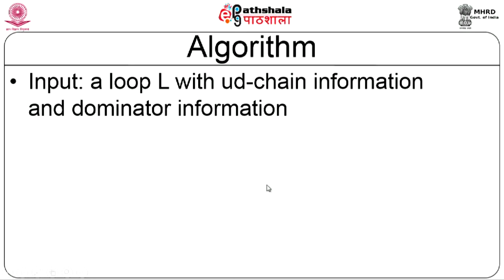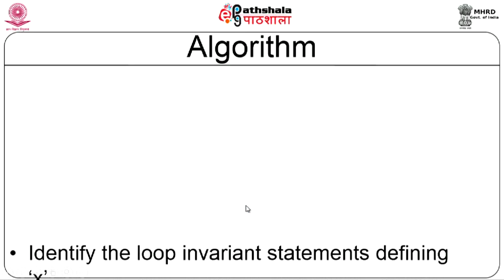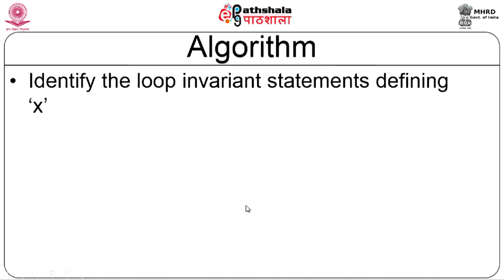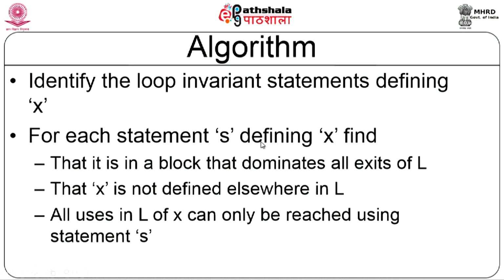So, the algorithm takes a loop L with UD chain information and dominator information, and the output will be a revised loop with a new pre-header and some statements moved to the pre-header. What we do here is identify the loop invariant statements defining x, and for each statement S defining x, verify that it is in a block that dominates all exits of L, and that x is not defined elsewhere in L.